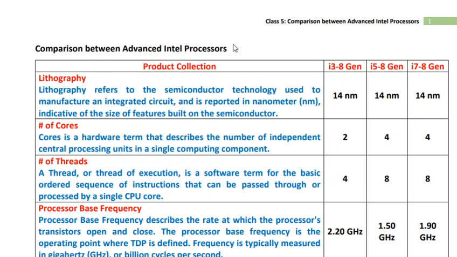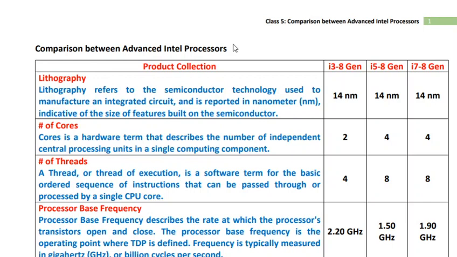So in today's class, we will be trying to establish comparison between various Intel processors. As of now, it may be difficult for us to compare all the Intel processors. So for ease of comparison, here we have considered three notable Intel processors, which are i3 8th generation, i5 8th generation, and i7 8th generation. Now these three microprocessors are being compared across various aspects.